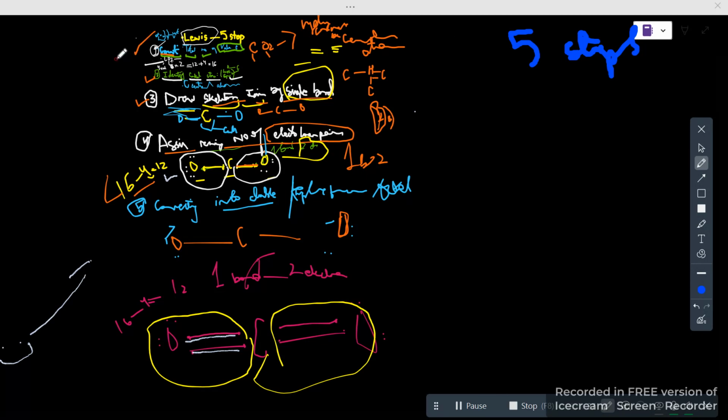So the first step was counting the total valence electrons. It was simply counting valence electrons, where we took an example of CO2. This was the complete summary.